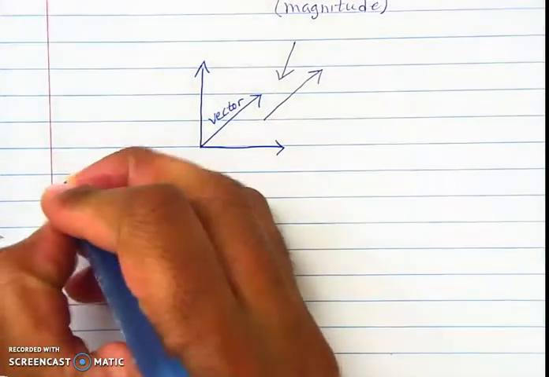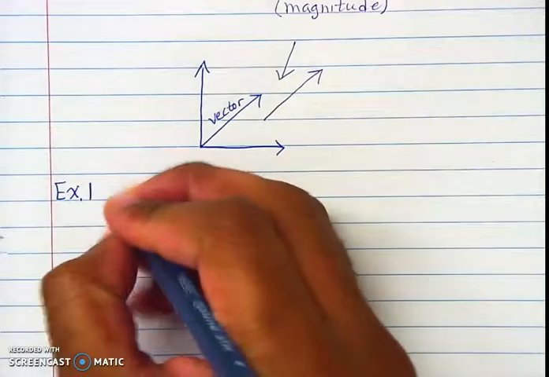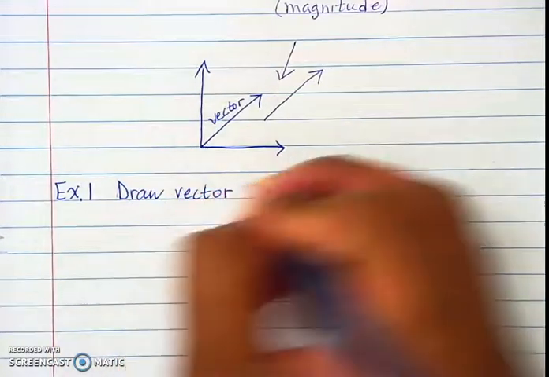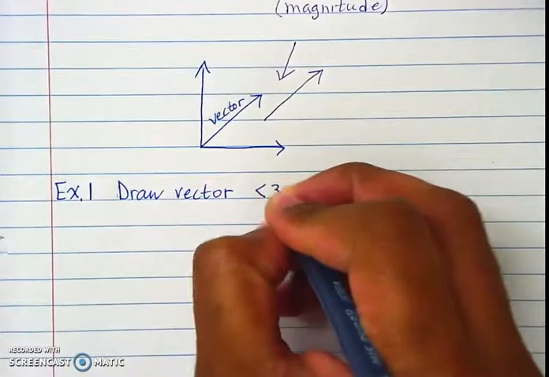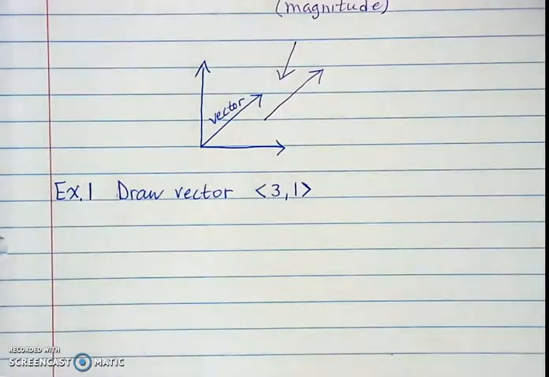So example 1, we're going to draw vector 3, 1. And a vector could be drawn in that shape with the greater than and less than signs, or it could be drawn with brackets. It could be drawn like with a matrix type thing. Any of those things could work here.